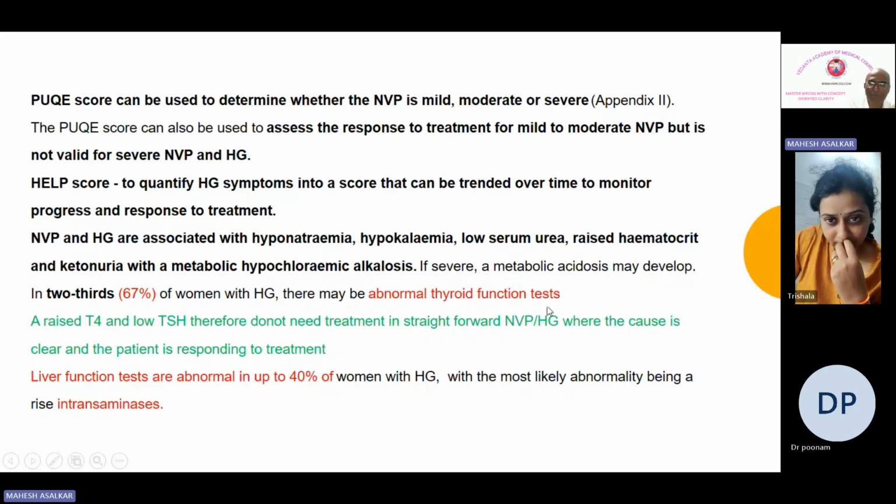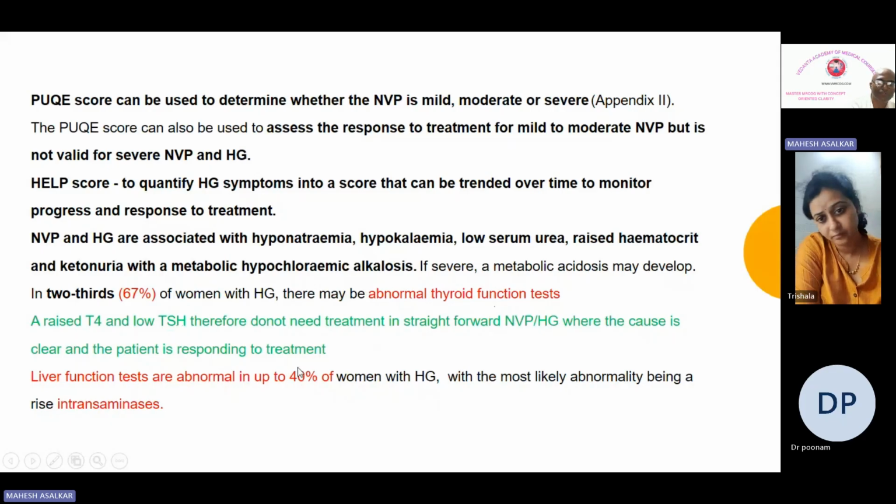If nausea vomiting or hyperemesis is the cause, you correct the hyperemesis gravidarum, and automatically this gets corrected. Okay, and they give you a clinical question, especially in data interpretation. Okay, they will give you the condition, the patient has hyperemesis gravidarum, these are the values of TSH and T4 and all, and what kind of treatment will you propose? The option will be no treatment required. This is gestational hyperthyroidism. Okay, then liver function tests are abnormal in 40% of cases. The most likely is a rise in transaminases. So thyroid tests are abnormal in 2/3 of cases or 67% of cases, and LFTs are abnormal in 40% of cases.